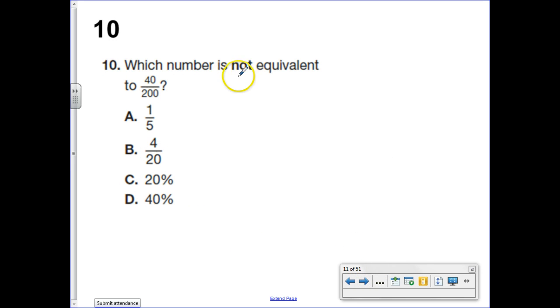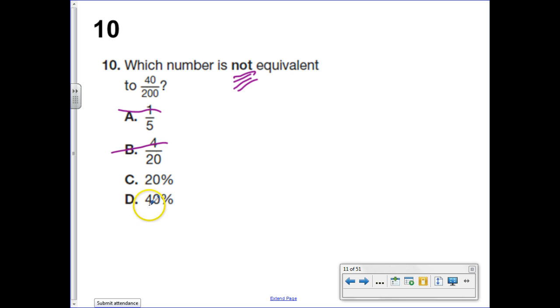Number 10. Oh, here we go again. See how nasty they word these. Which number is not equivalent to this? Well, this is exactly 1/5. So this one is equal to A. It is also equal to B.